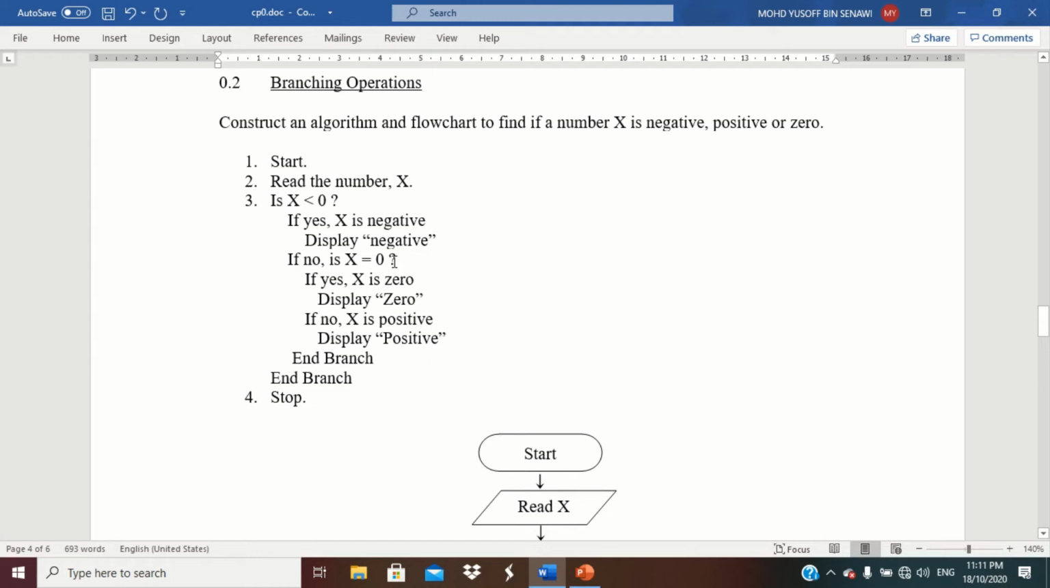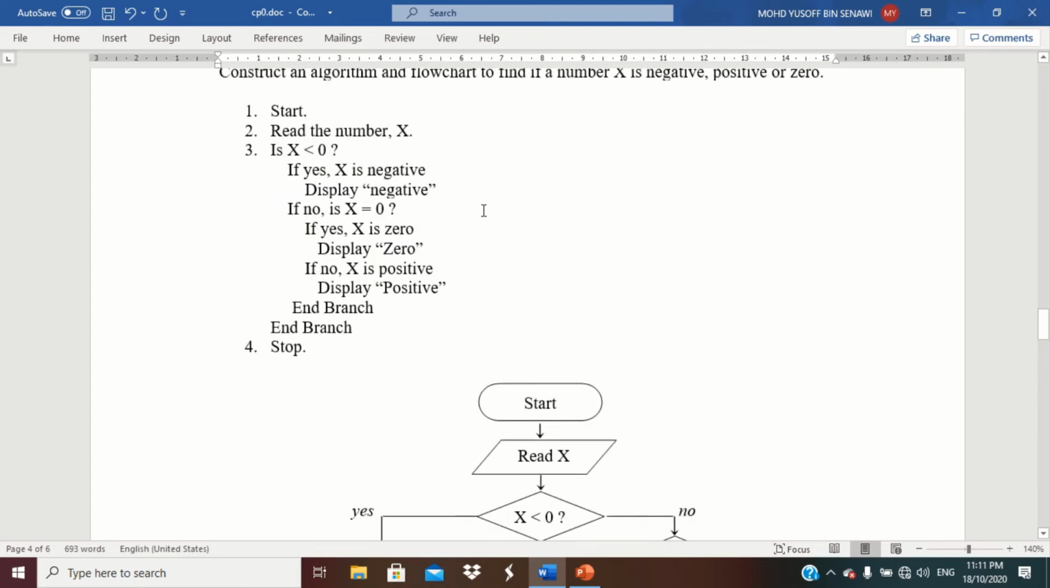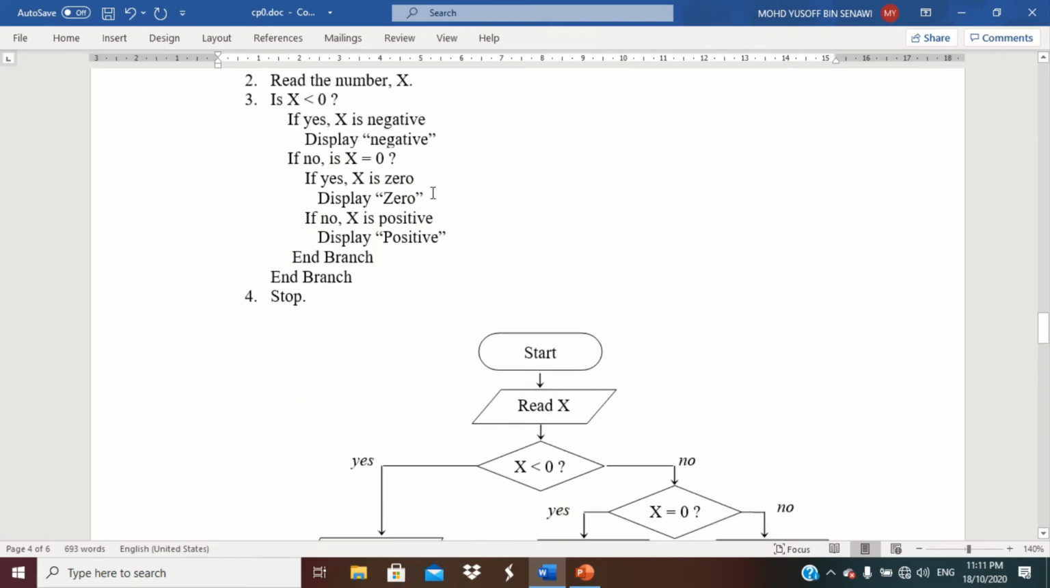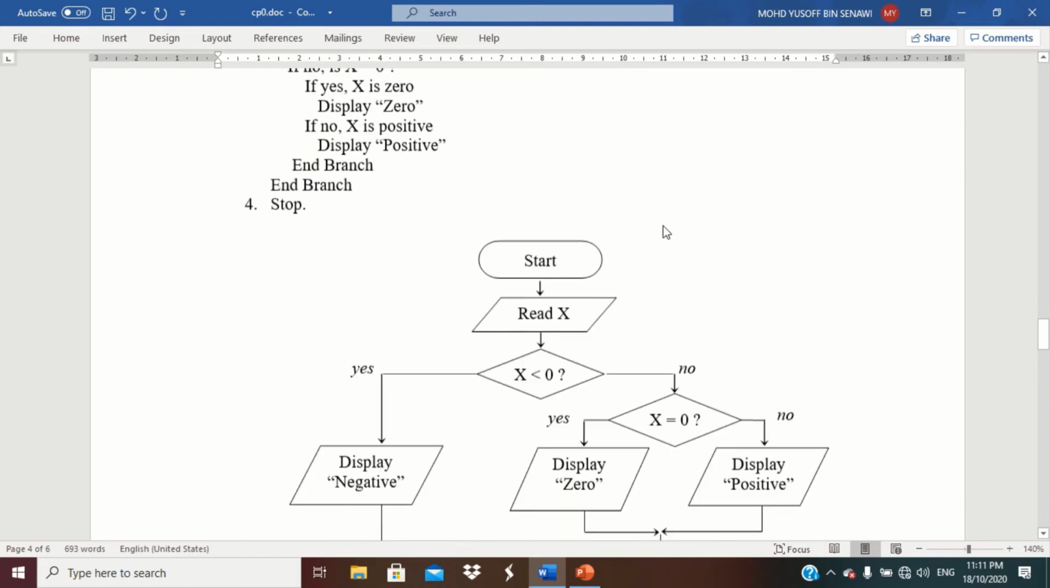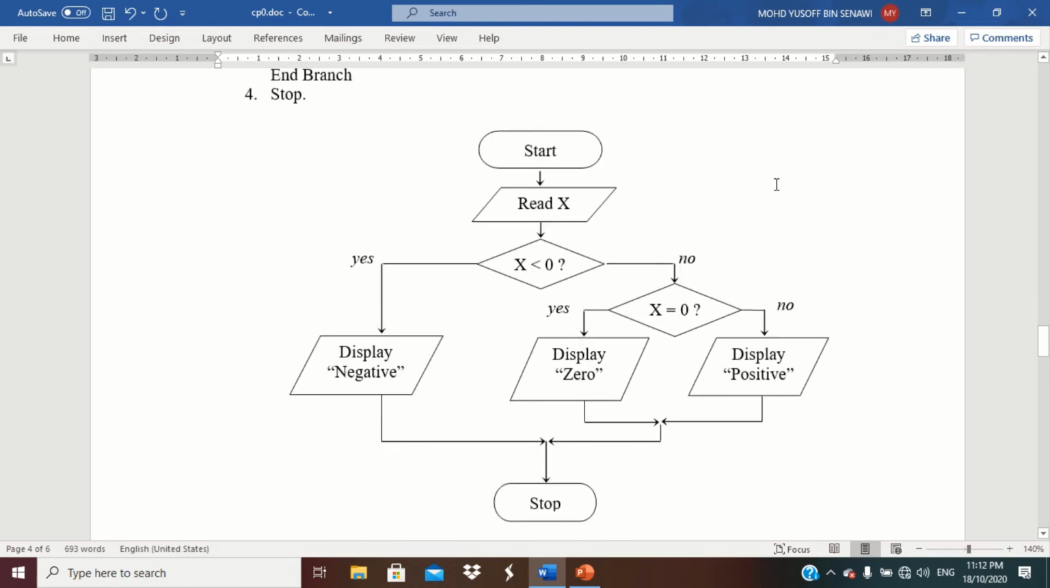Whenever we ask a question, this is where the diamond is. So this is the starting of the branching operation. Here 1, 2. So one branch for this diamond, one branch for this diamond here. Stop. For branching operation, the algorithm is not immediately clear. It's a lot easier to look at the flowchart for branching operation.